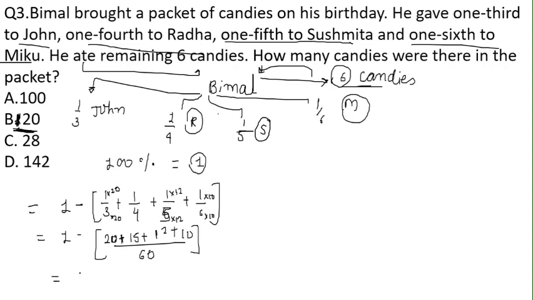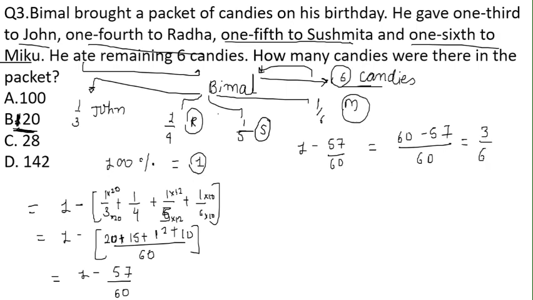So here the calculation will be 20 plus 15, that is equal to 35. 35 plus 22, that is going to give me 57 upon 60. So 1 minus 57 upon 60 is equal to 60 minus 57 upon 60. So this will give me 3 upon 60. So 3 upon 60 means 1 upon 20.